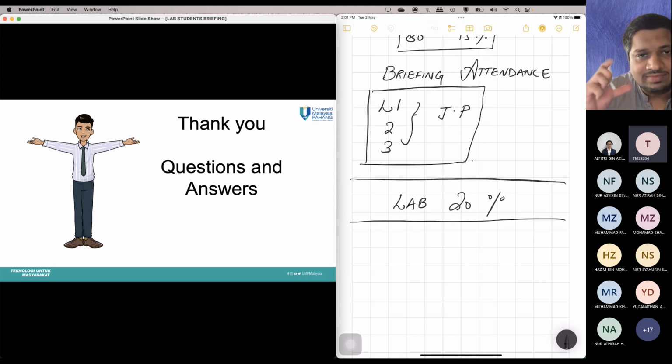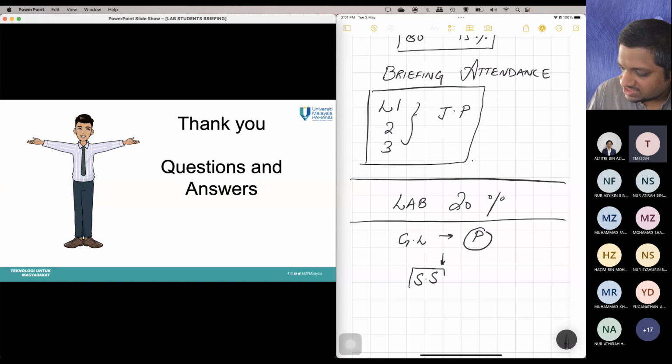Make sure to take all the pictures. You should have all the data, and the group leader should print the report and then take it to the lab, get a signature on the safety sheet, and then get it verified by the PIC or JP. So this was all about the lab briefing today. If you have any questions, I'm open to questions.